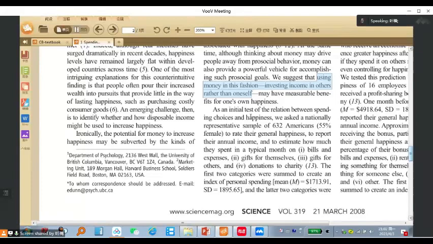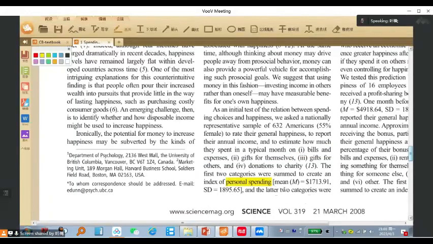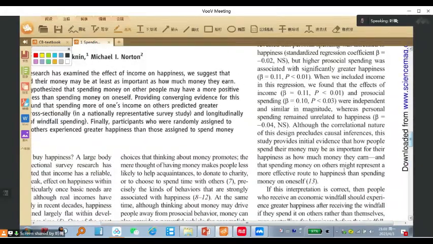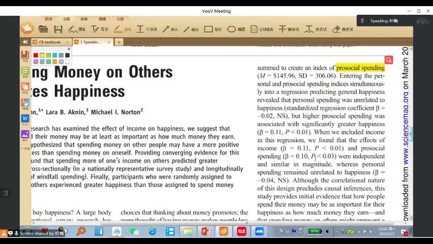And then their studies. Initial test of the relation between spending choices and happiness. They asked a nationally representative sample of 632 Americans to rate their general happiness, to report their annual income, to estimate how much they spend in a typical month on bills and expenses, gifts for themselves, gifts for others, donations to charity. The first two categories were summed to create the index of personal spending. And the latter two categories were calculated to create an index of pro-social spending.